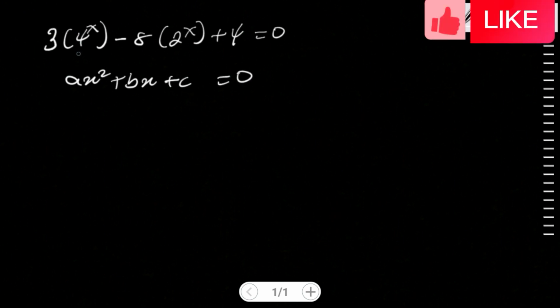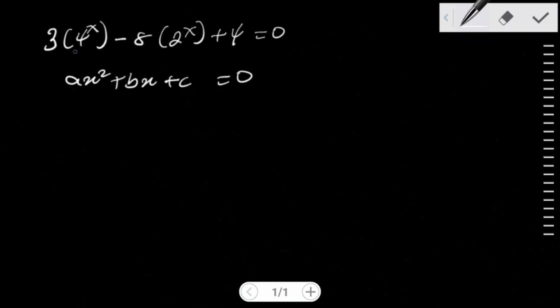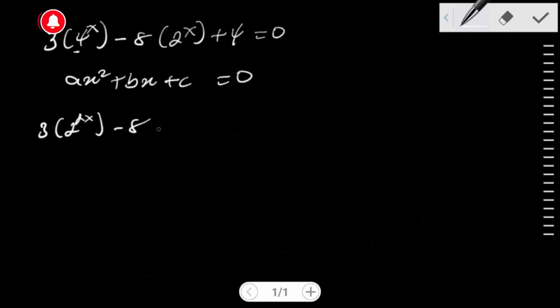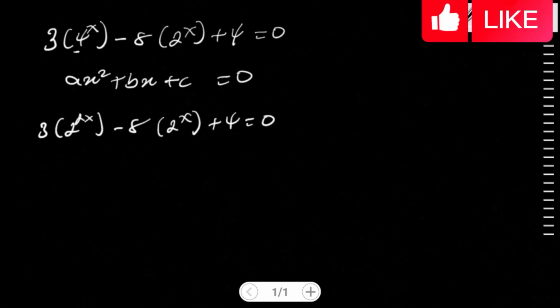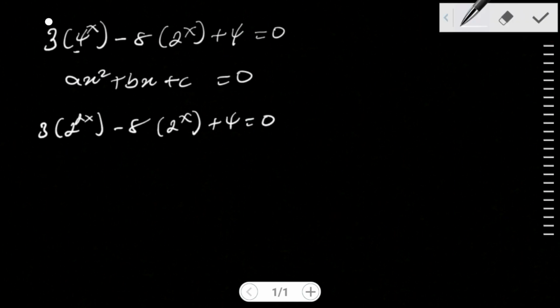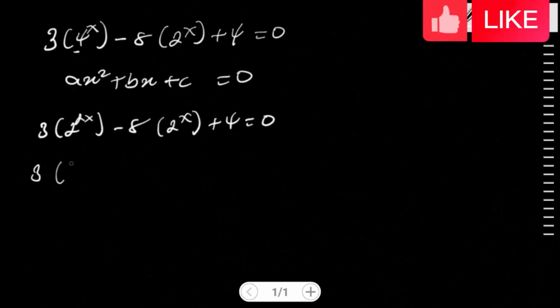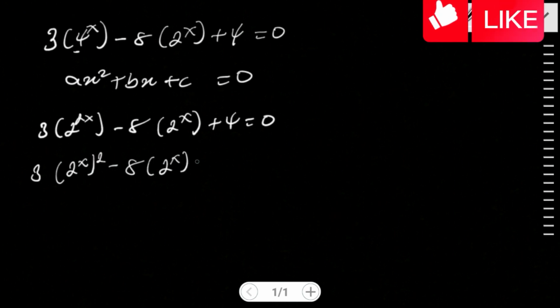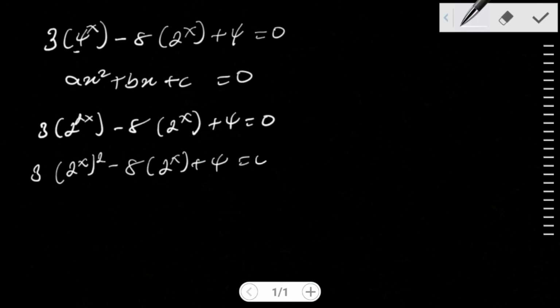Out of that, I can see that I can make 2 to the power 2 out of 4. So I say 3 into 2 to the power 2x minus 8 into 2 to the power x plus 4, and this would still give me a 0. Then I can form a quadratic equation here: 3 into 2 to the power x, squared, minus 8 into 2 to the power x plus 4, equals 0.